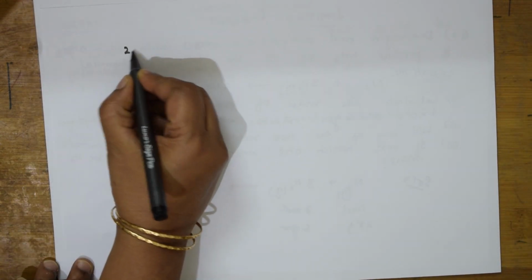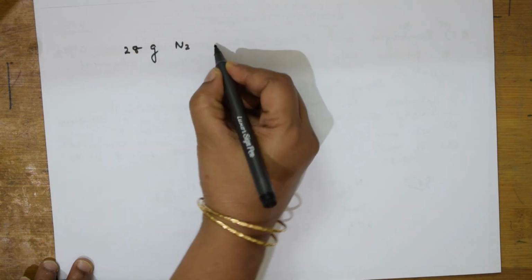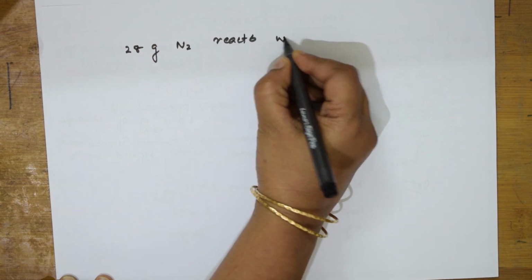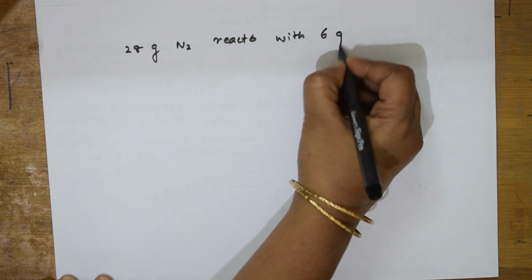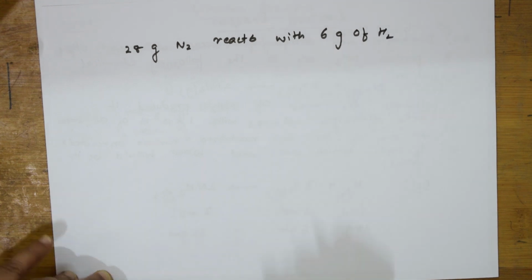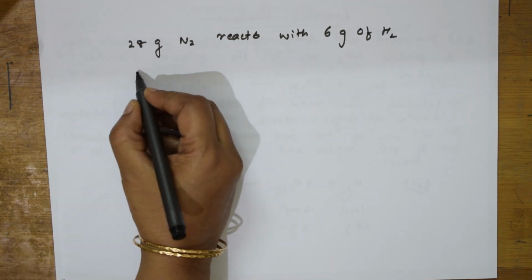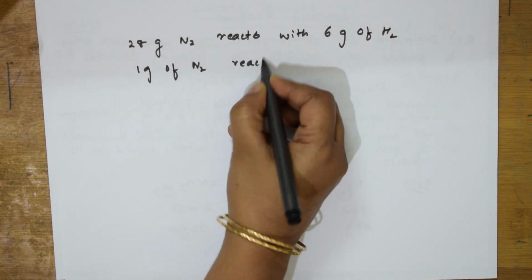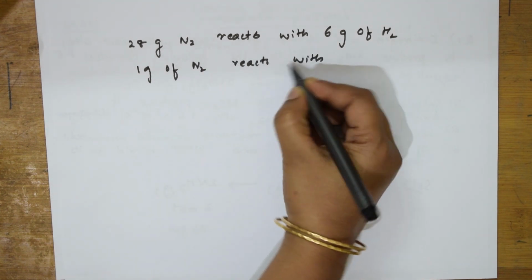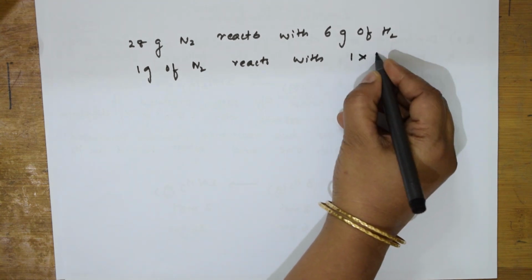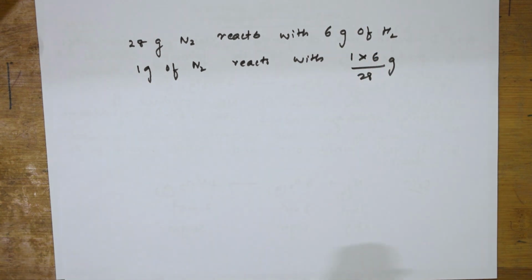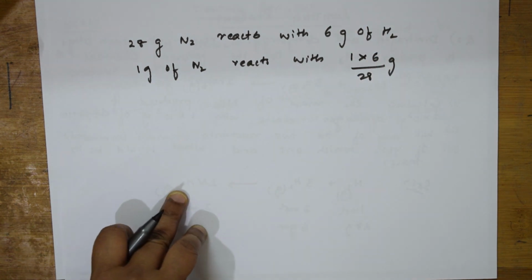So just write, 28 grams of nitrogen reacts with 6 grams of hydrogen. So now 1 gram of nitrogen reacts with how much? Cross multiply, 1 into 6 divided by 28 grams. This is over. So now what did they ask? They've asked us about 2000 grams of nitrogen. That is what they've given, isn't it?